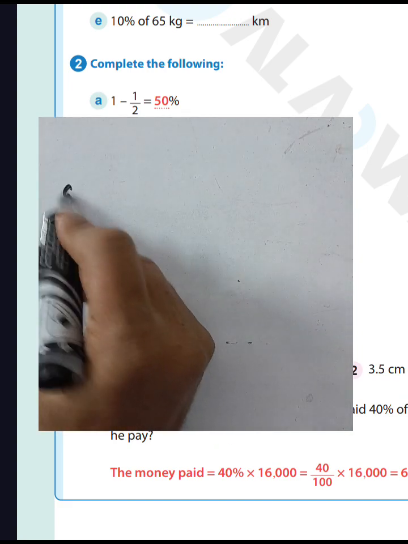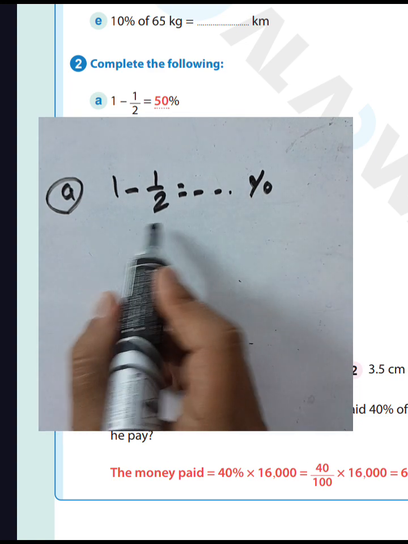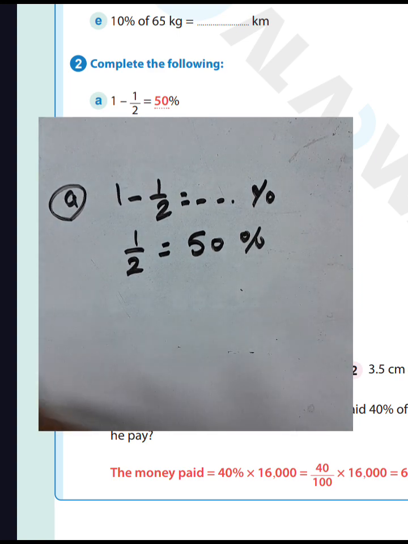Complete. Letter E. 1 subtract by half equals space percent. 1 subtract by half will be half. Half will be 50%. The result will be 50.